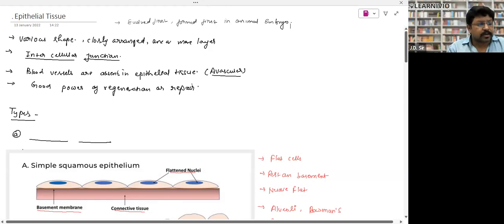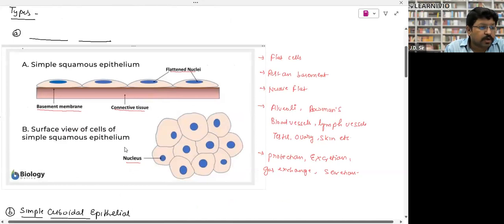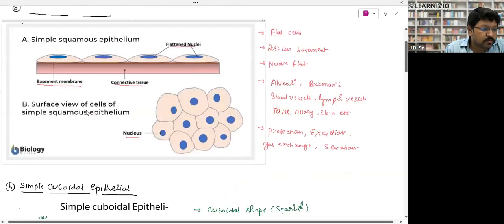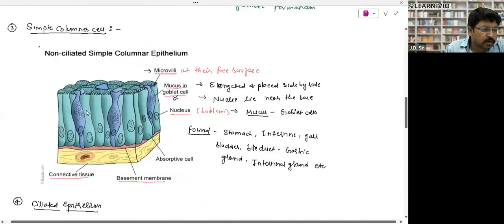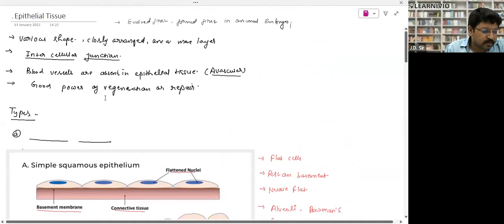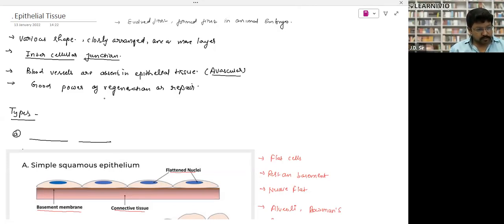No, that's it. So now first I will tell you what are the types of epithelial tissue. This is the columnar, and this is the squamous epithelial tissue.